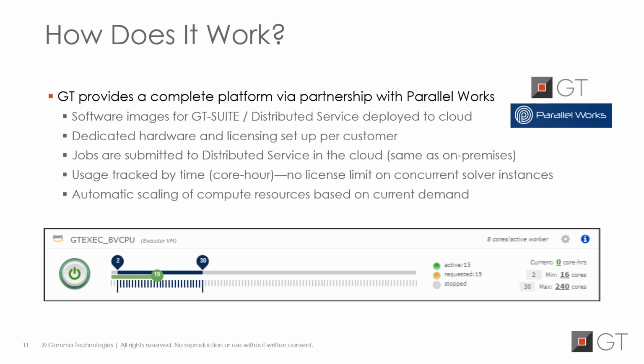Jobs are then submitted to the distributed cluster in the cloud by the end users, same as they would be on premises. All usage is tracked by time or core hours, so there is no license limit on number of concurrent solver instances. Lastly, the platform takes care of automatic scaling of compute resources based on the current demand. This is what is being shown in the animation at the bottom of the screen. You can see the number of active virtual CPUs changing up and down as load changes, which helps balance performance against minimizing cloud hardware costs.